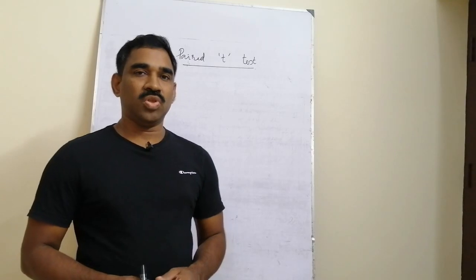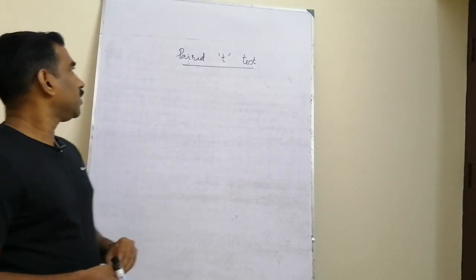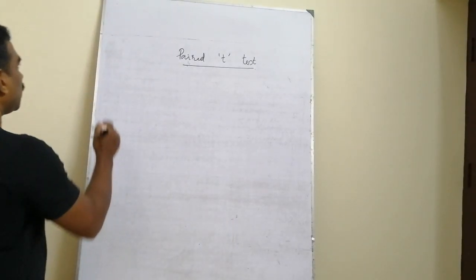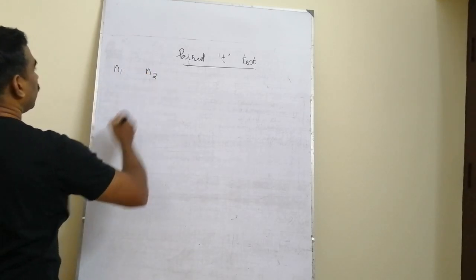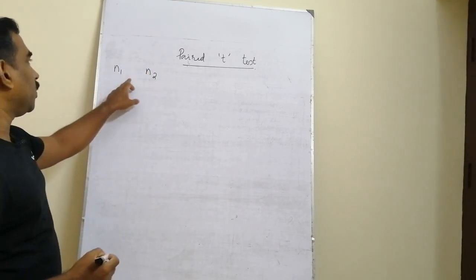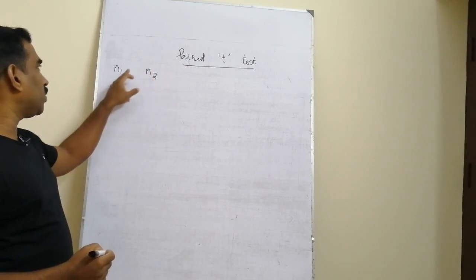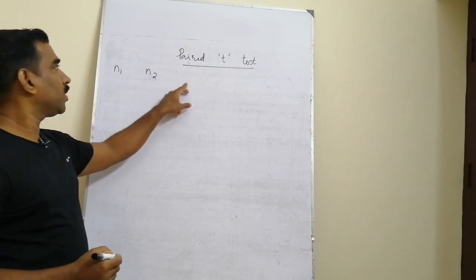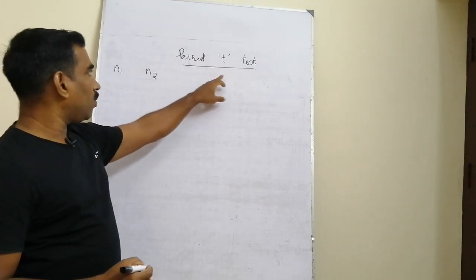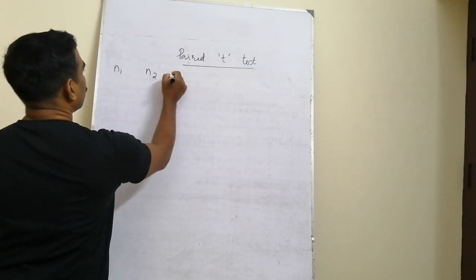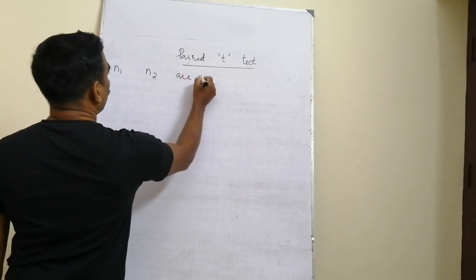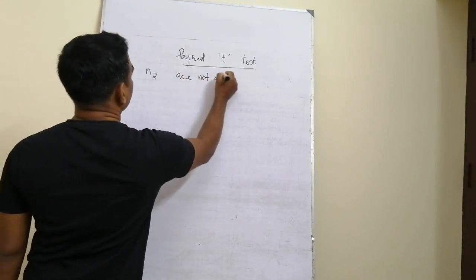Another important type of hypothesis testing is the paired t-test. In our previous cases, we have considered two samples for comparison of two populations. So we have taken two sample sizes N1 and N2, and these two samples are obviously independent random samples. This paired t-test occurs whenever these two samples are not independent.